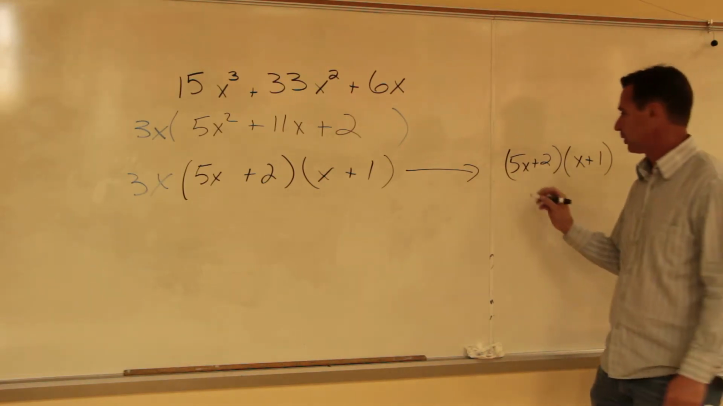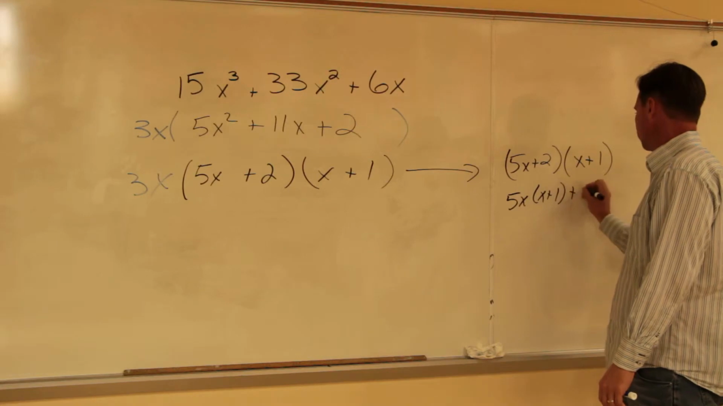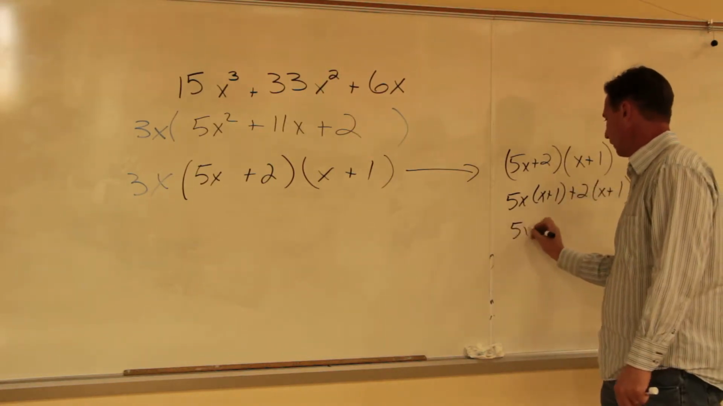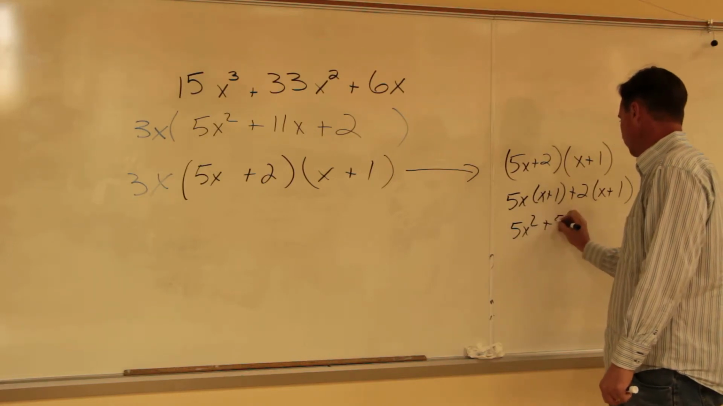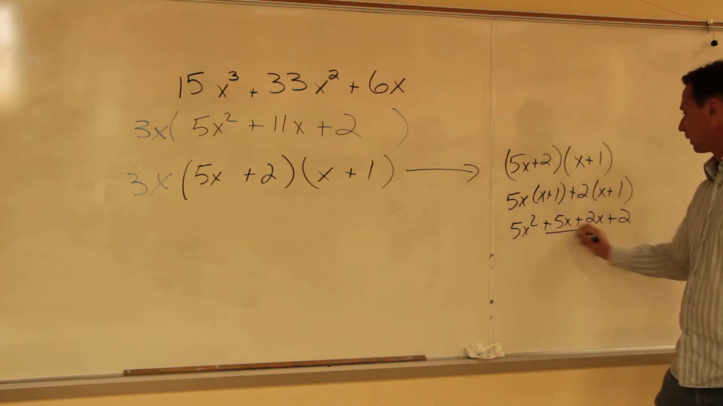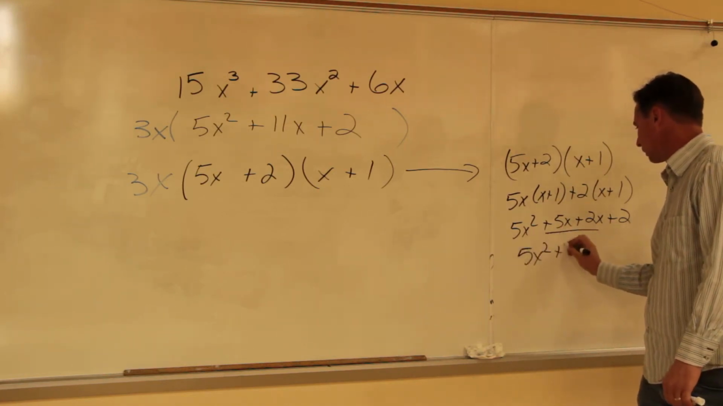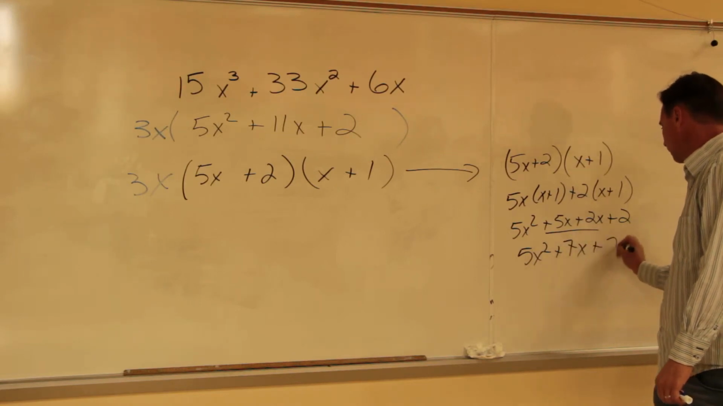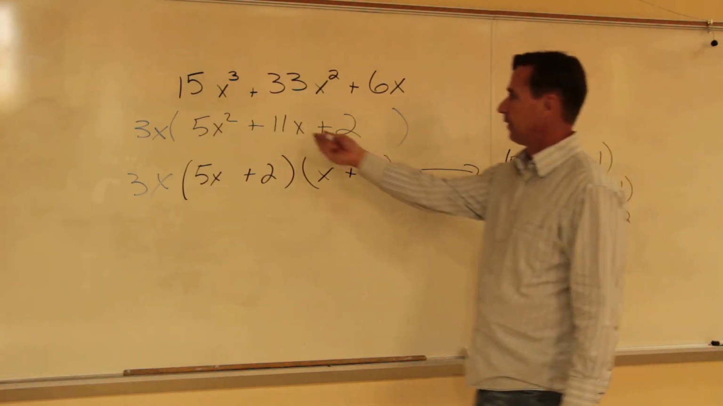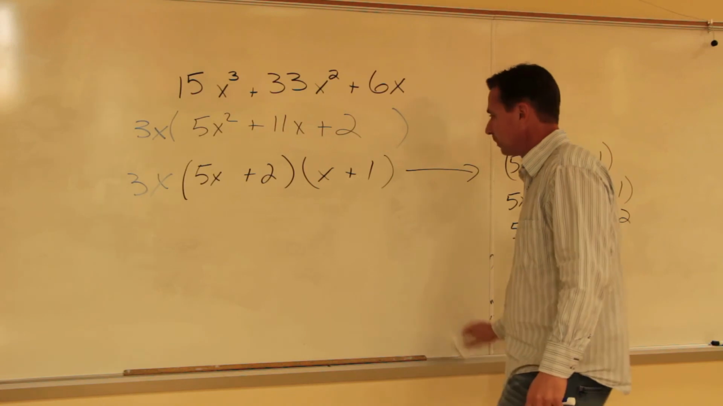We use the split and distribute method to multiply these. Distribute 5x squared plus. Combine like terms. I get 5x squared plus 7x plus 2. These are not the same, which means I guessed wrong in my original problem.